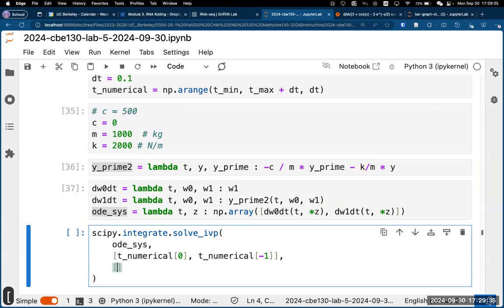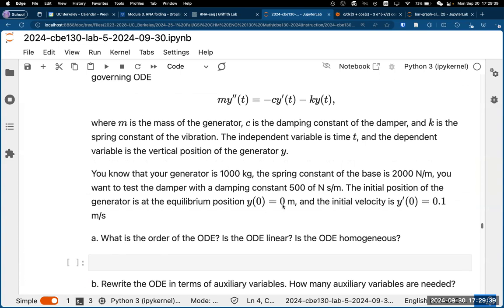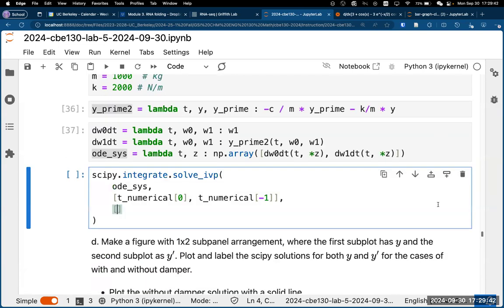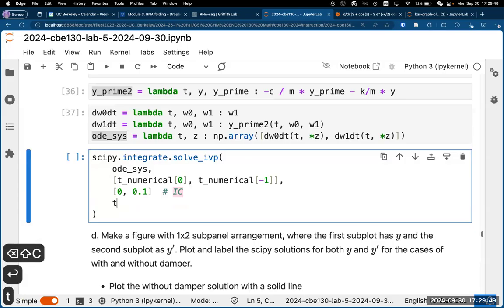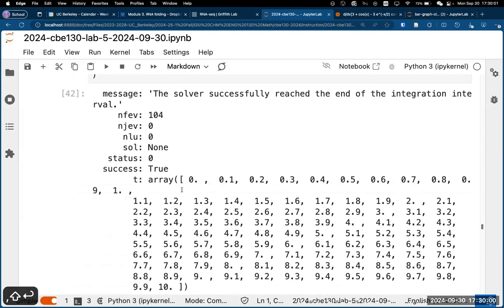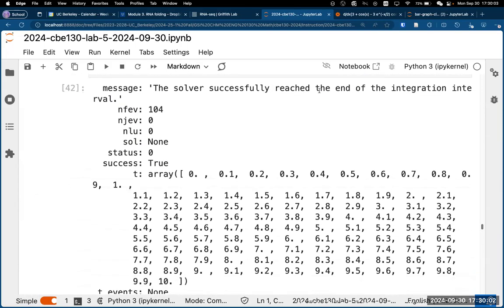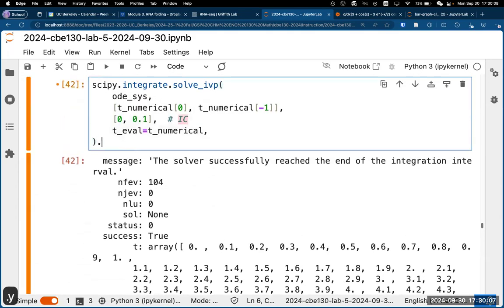And then we input the initial conditions. The initial conditions were 0 meters and then 0.1 meters per second. So 0, 0.1. And then finally, we input t_eval, which is the t points we want evaluation. So that's t numerical. I missed a comma. Okay. And the solver successfully reached the end. So we want the result y. So access it with .y.